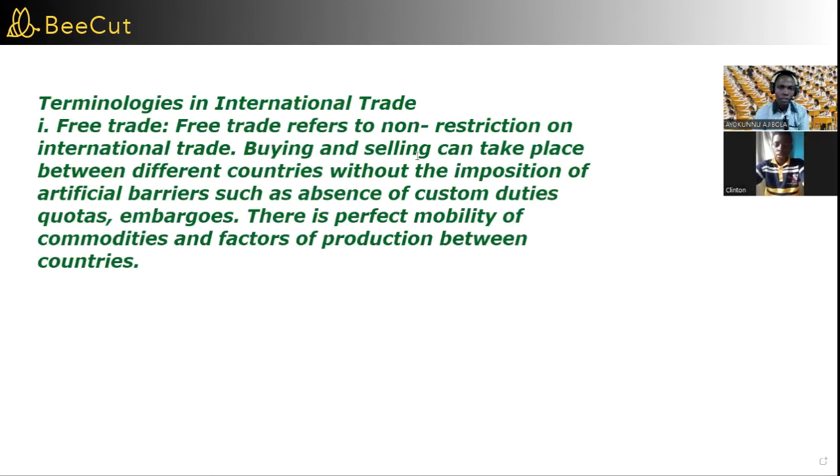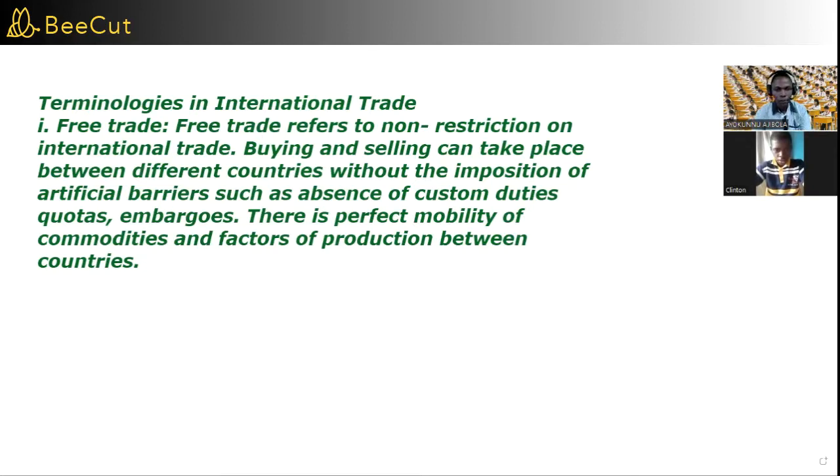Buying and selling can take place between different countries without the imposition of artificial barriers such as custom duties, quotas, embargo, and so on. So there is perfect mobility of commodities and factor circulation between countries. When you're talking about free trade, there'll be no barriers, no custom duty, no quotas, no embargo, no sanctions, nothing that will hinder that trade. So if a trade is under that condition, we call it free trade.